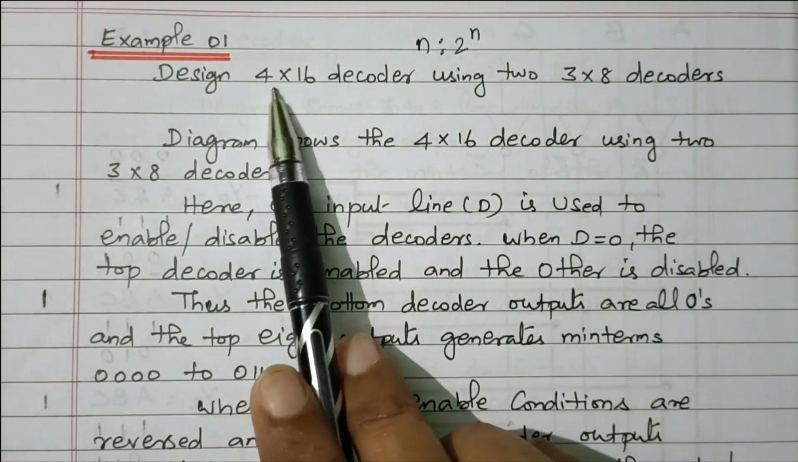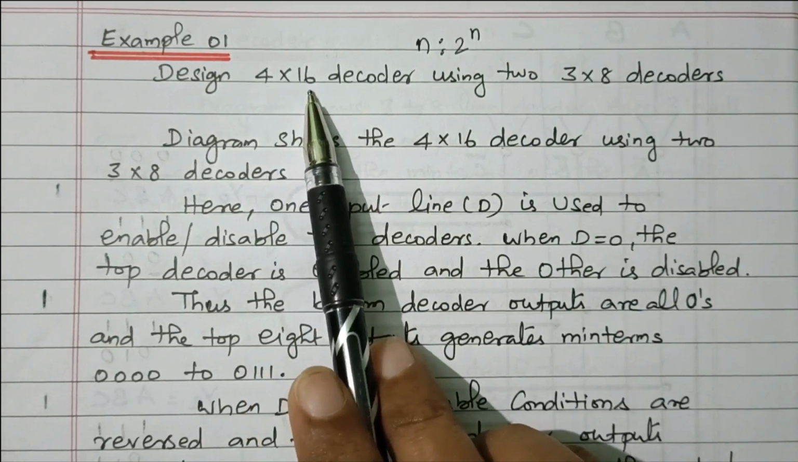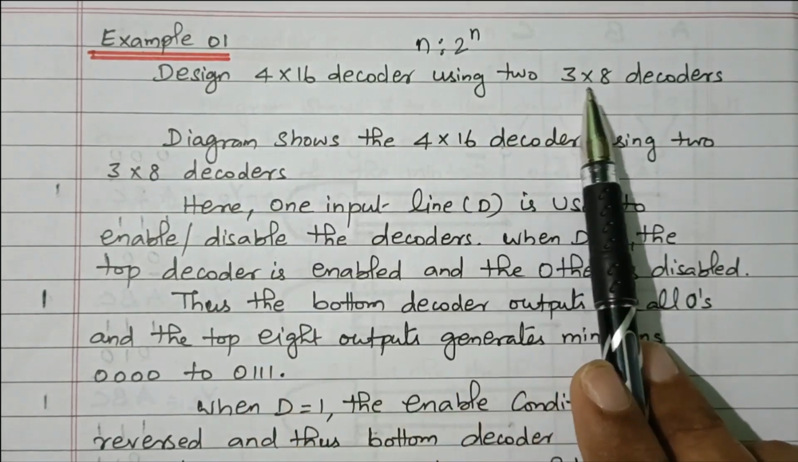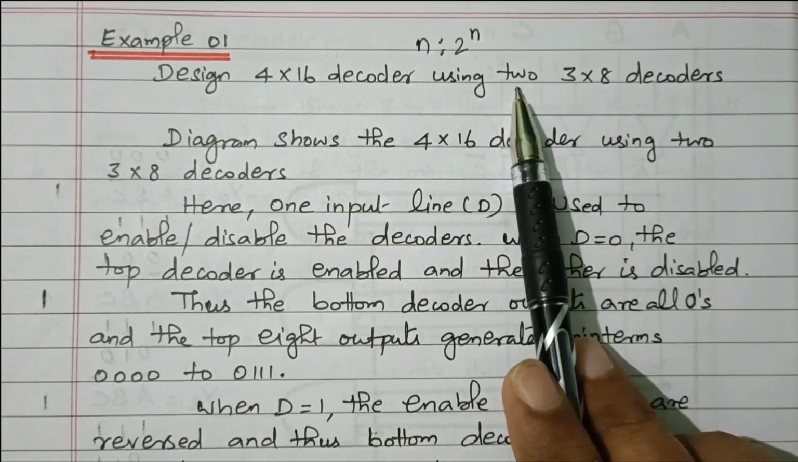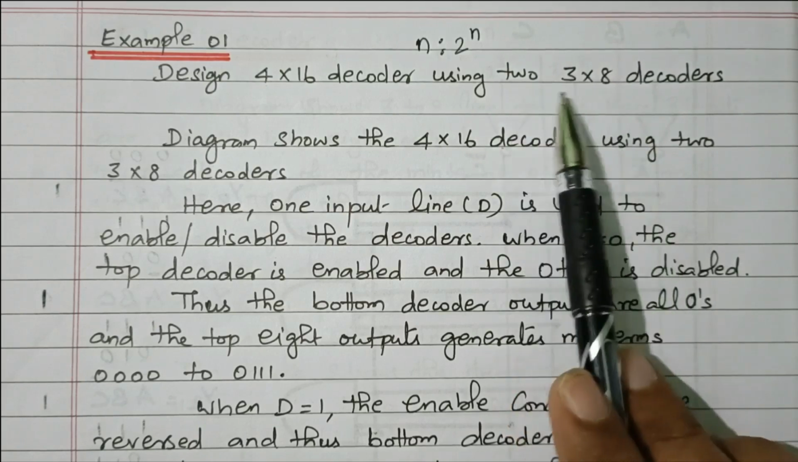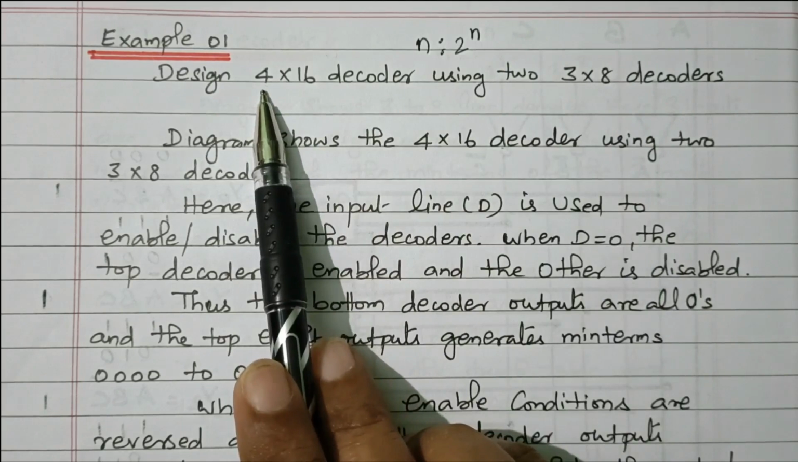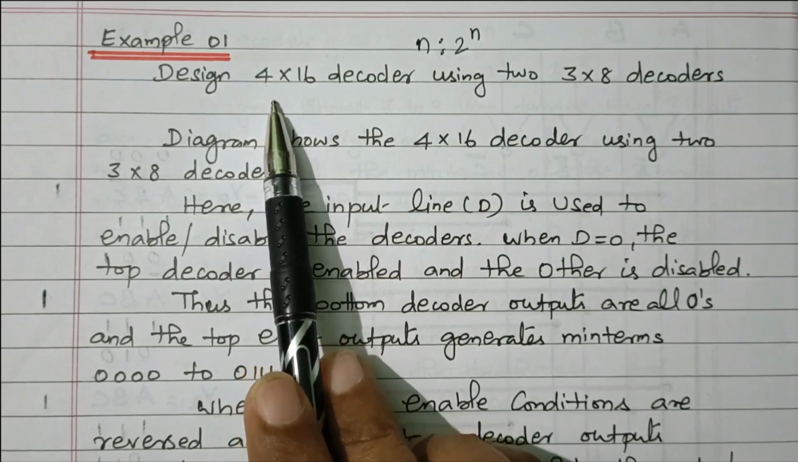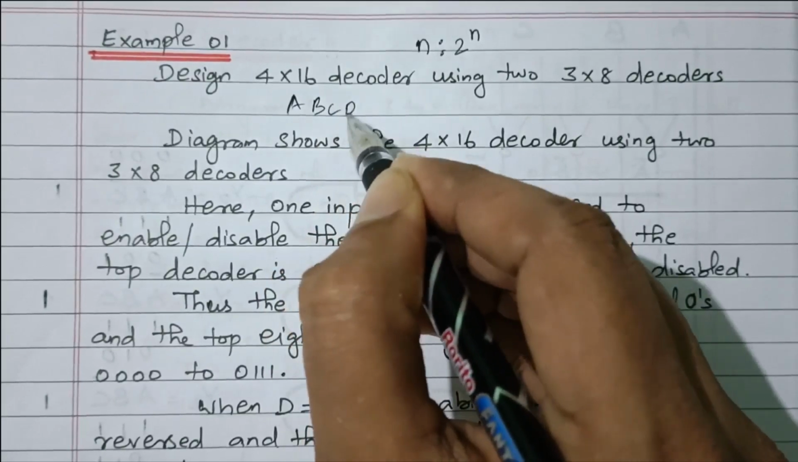So we need to design the 4 into 16 decoder, a 4 input and 16 output decoder. Here a 3 into 8 decoder has 8 outputs, so we are using two of them to get 16 outputs. Two numbers of 3 into 8 decoder we are using. Here 4 inputs are available. Let us consider them as A, B, C and D.